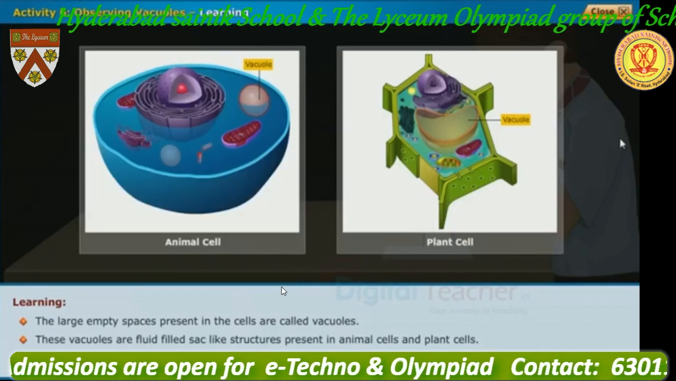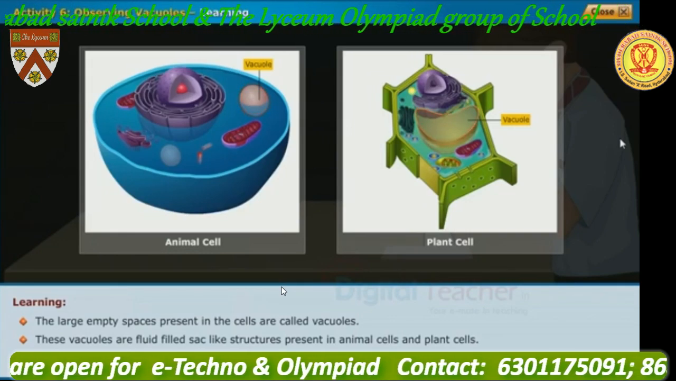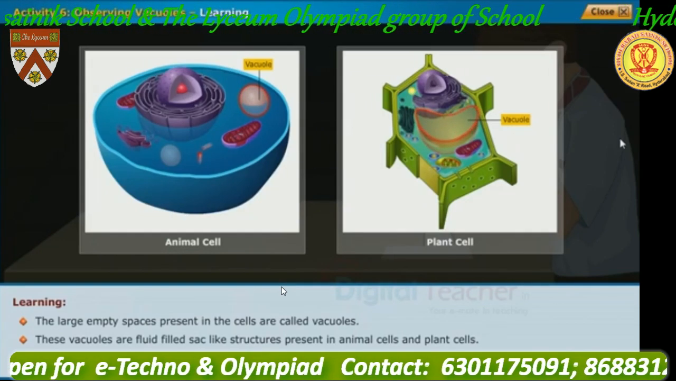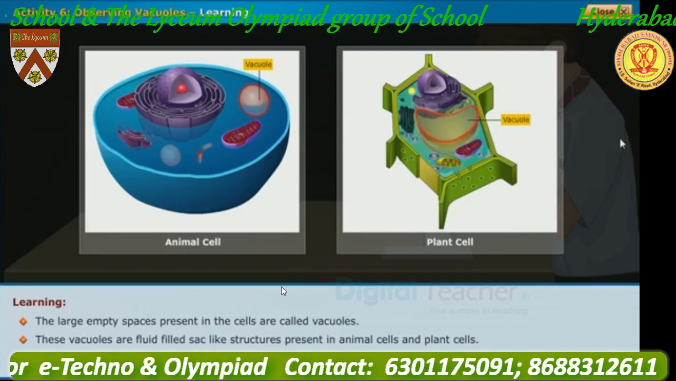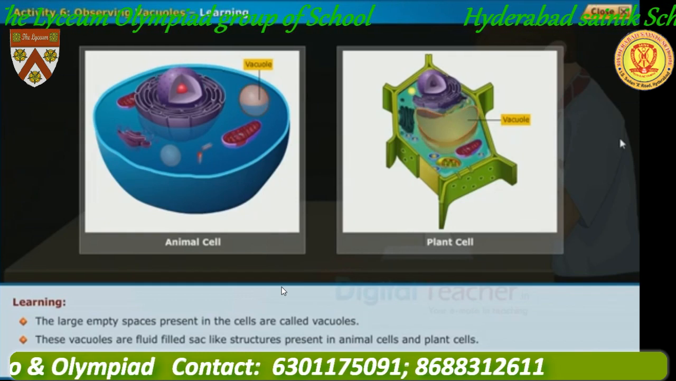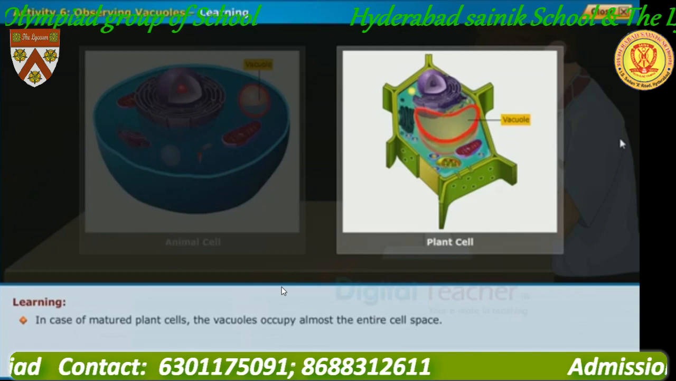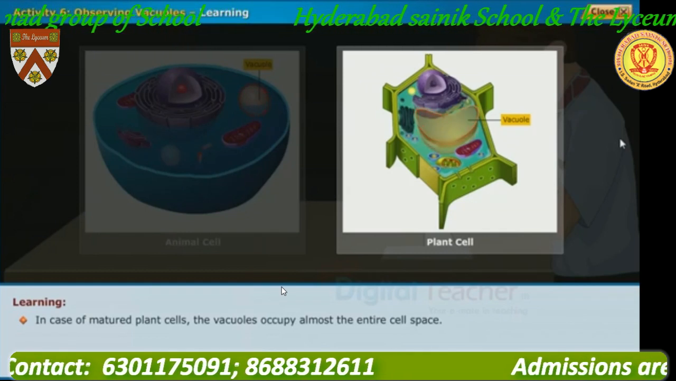These vacuoles are fluid-filled sac-like structures present in animal cells and plant cells. In animal cells, vacuoles are small in size when compared to plant cells. In case of matured plant cells, the vacuoles occupy almost the entire cell space.